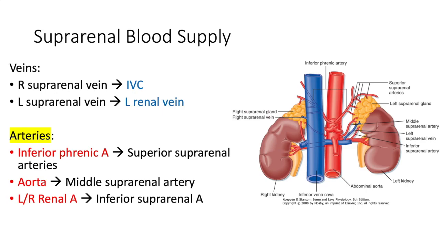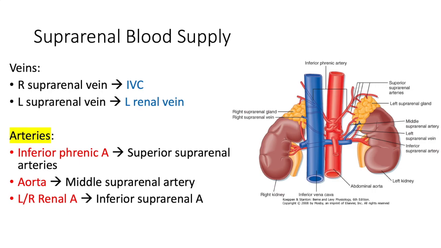Arteries, there's going to be a superior, middle, and inferior. So it's actually getting a decent blood supply. So the inferior phrenic artery, remember we had talked about that as the eyes on our aorta man. It's going to give off a branch, which is our superior suprarenal artery.